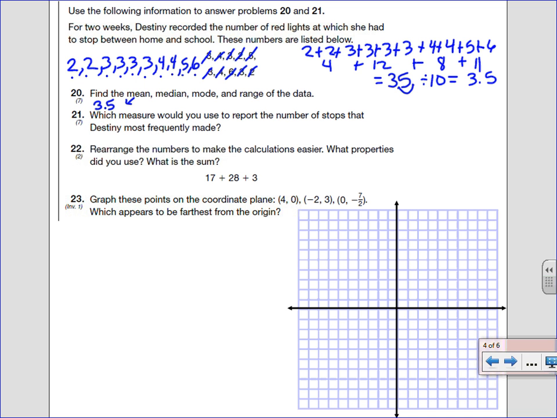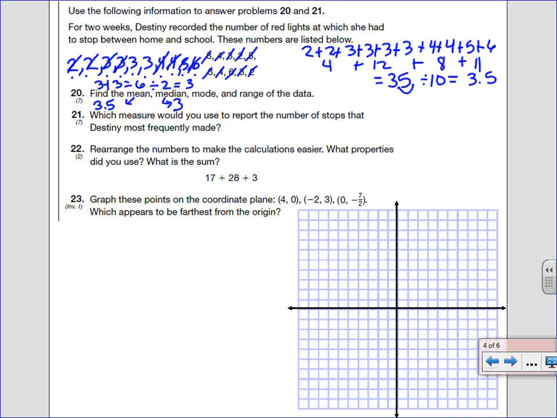The median is the middle number. So I go 1 off of each side: 1, 2, 3, 4, and then 5. Well, since either side is 3, the median is also 3. And you can check that if you want. You would do 3 plus 3 is 6, and then 6 divided by 2 is 3.